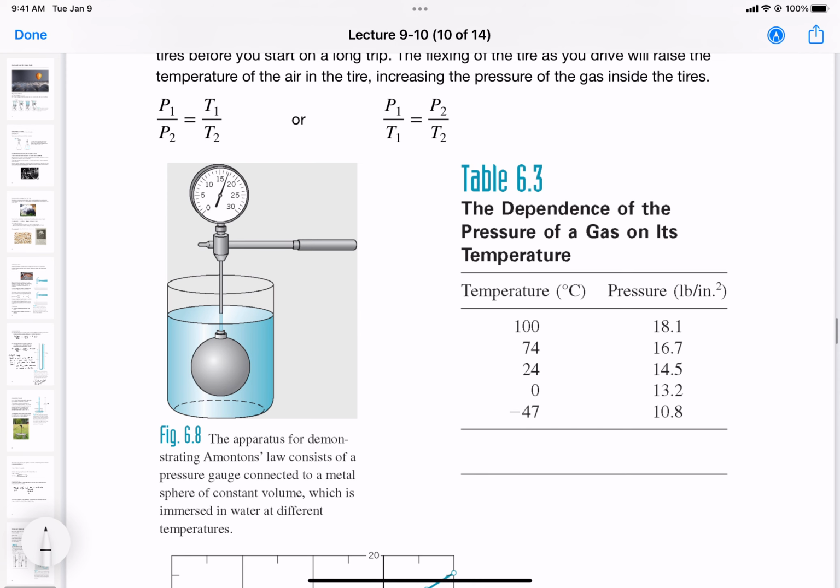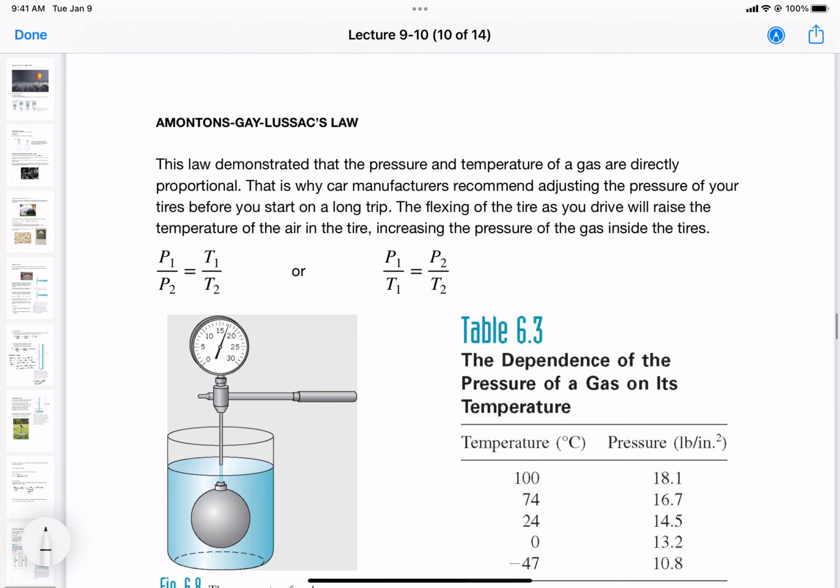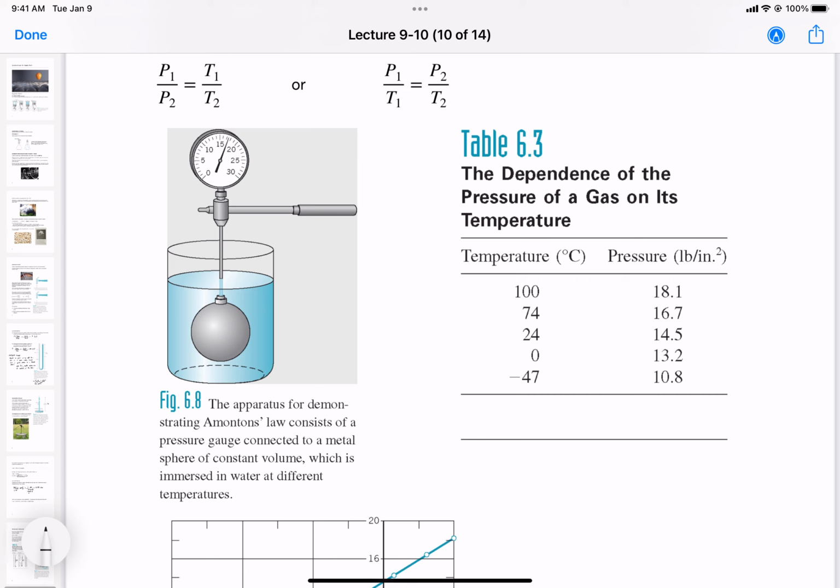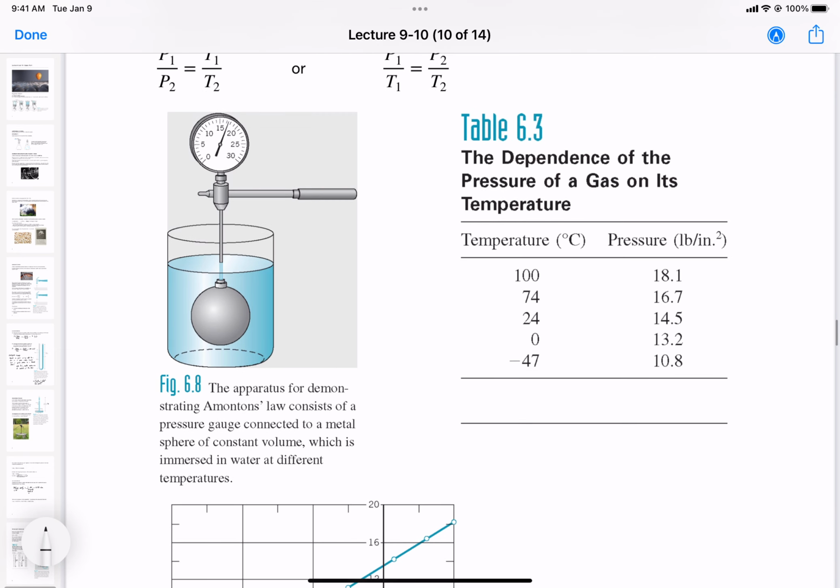Okay, so here are some demonstrations of what we call Amonton's law. Okay, so here's the apparatus that is used. It's a pressure gauge connected to a metal sphere of constant volume. It's metal because if it was any other material, the material could expand and increase the volume, so we don't want to do that. So we immerse this in water at different temperatures. Okay. And then we see the dependence on this table here. The higher the temperature, the higher the pressure. So at 100 degrees, the pressure is 18 psi, and then at below zero, it's around 10.8 or 11.